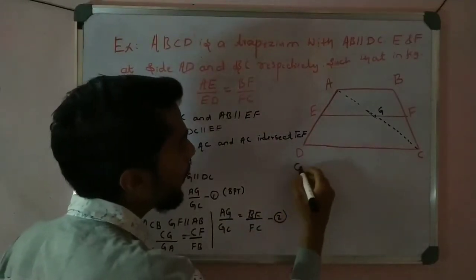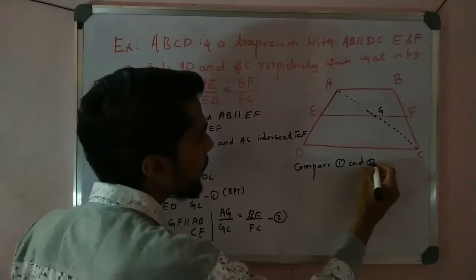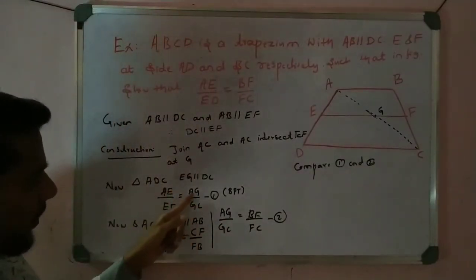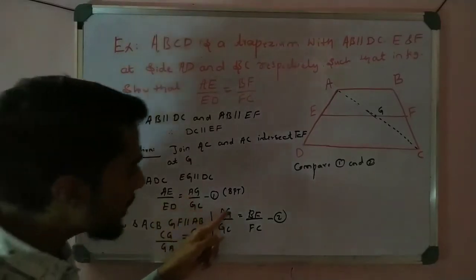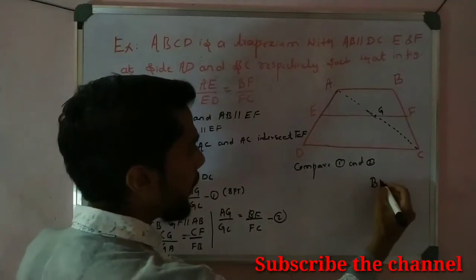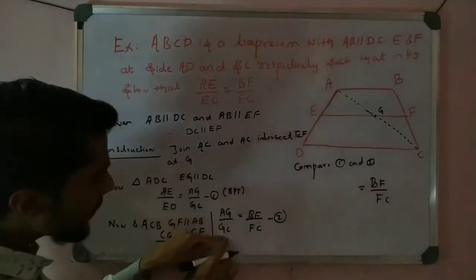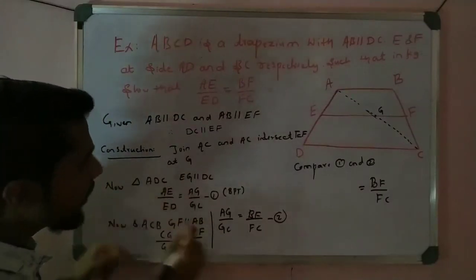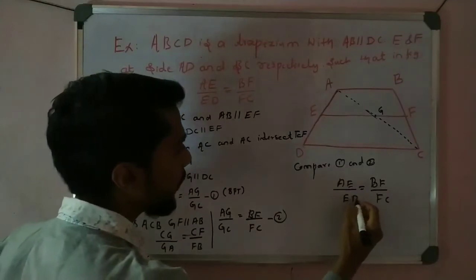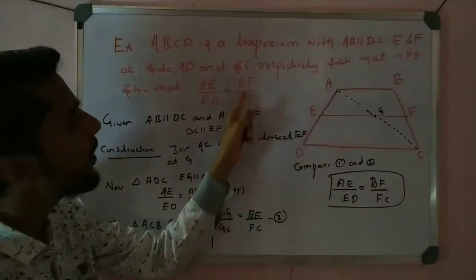This is equation 2. Compare 1 and 2. See here, AG by GC is the same in both, so I can write equation 2 as BF by FC. Now AG by GC is nothing but AE by ED. So hence it is proved: AE by ED equal to BF by FC.